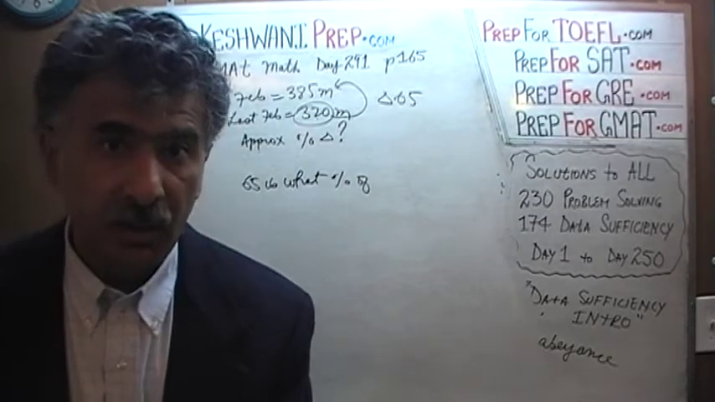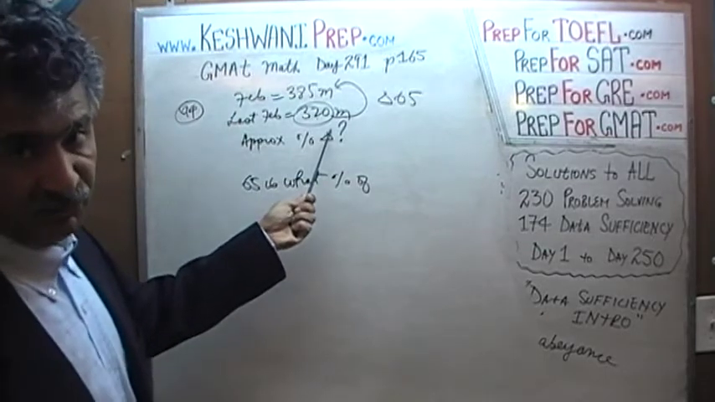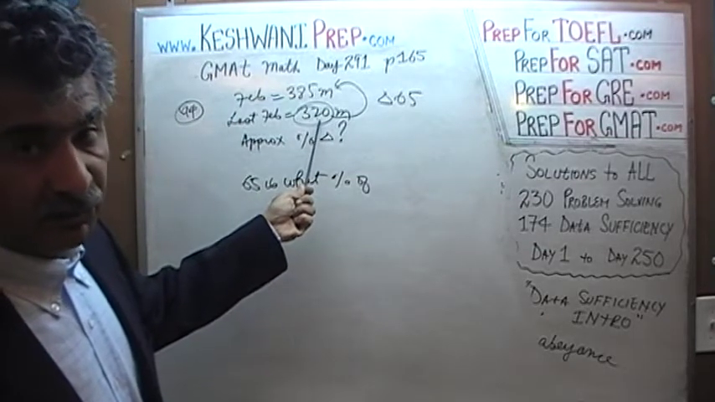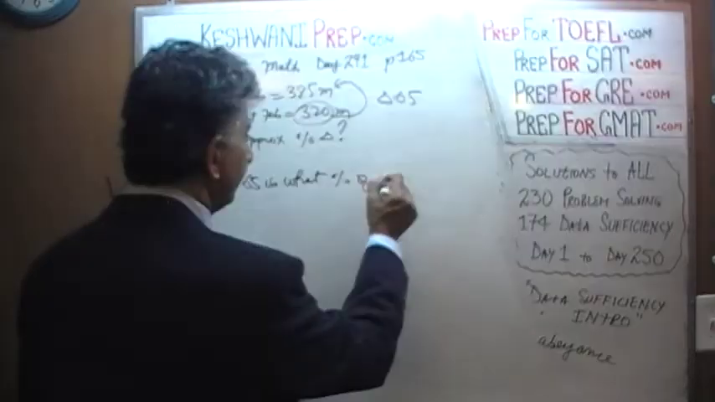The amount that we start out with is always the point of reference. The amount that we started out with, which is last year's sale, because we're comparing this year's sales to last year's sale. So 65 is what percentage of 320?